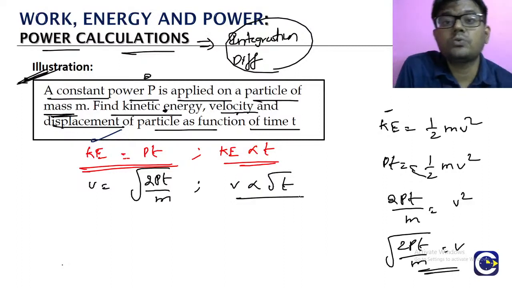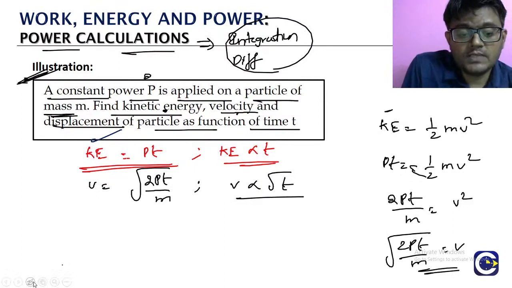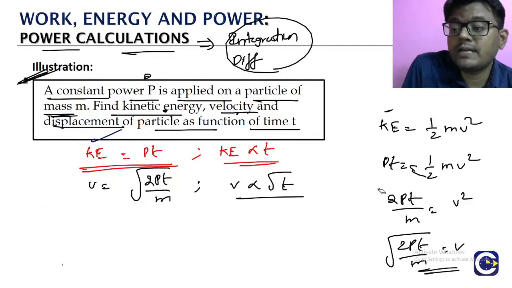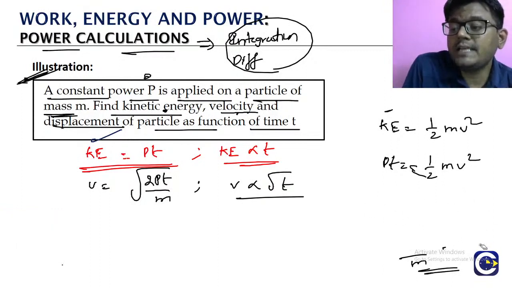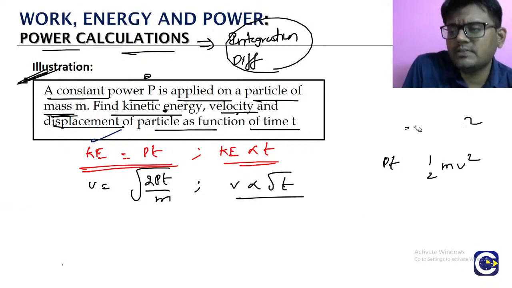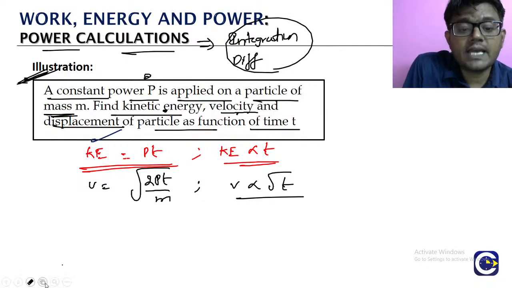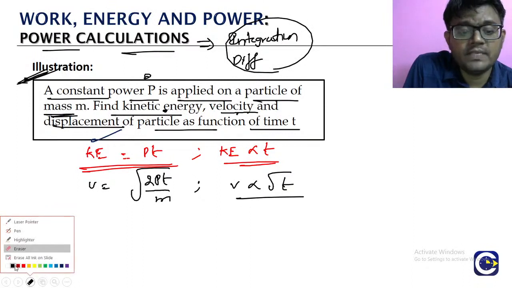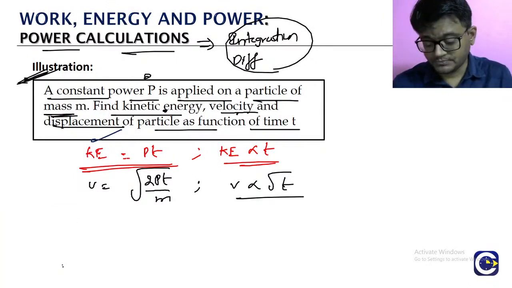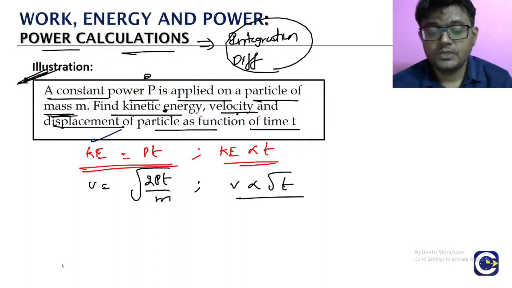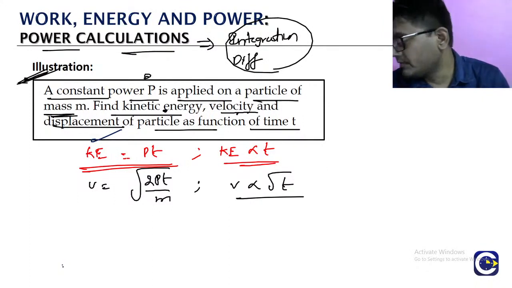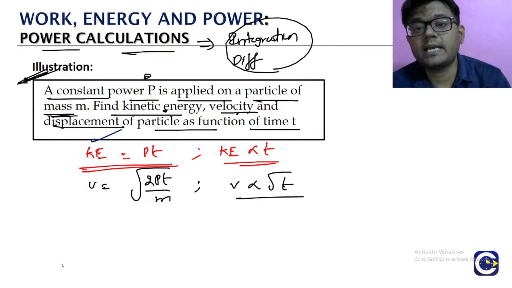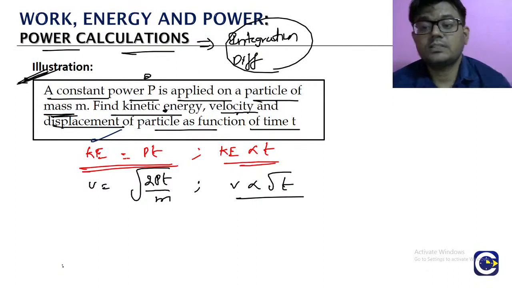Velocity is proportional to root t. So what we are doing here is using the relation between kinetic energy and velocity. If the kinetic energy is given as P into T, what is the kinetic energy of any moving particle? Half mv square. Using that, we can tell what the velocity function is. So we are able to get the kinetic energy function and the velocity function.